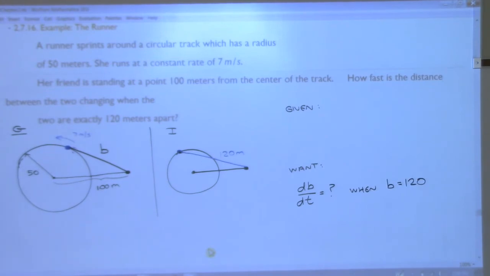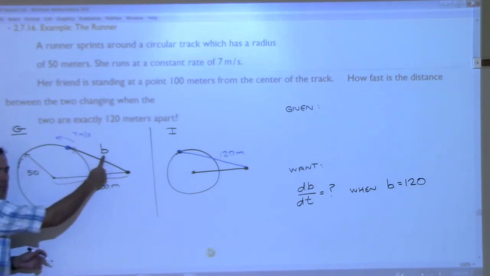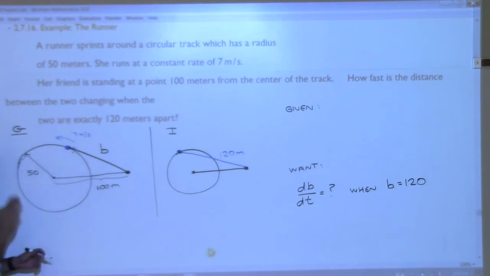The given is the hardest part of this problem. Well, the first hardest part of the problem is finding out what's given. You know that this person is running at a certain speed, and the speed she's running is a derivative, isn't it? It's d something dt. But 7 meters per second is not a straight line distance, and it's not a variable on my picture. Do y'all understand that? You can't say B is changing at 7 meters per second because she's running in a circle. She's not running in a straight line.